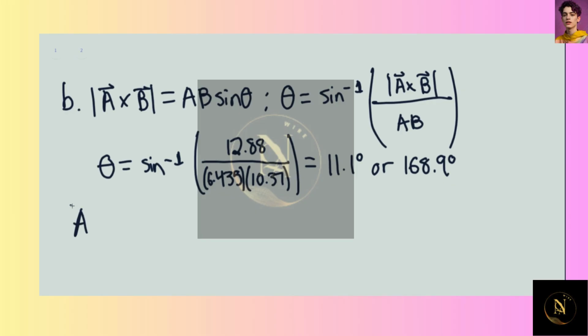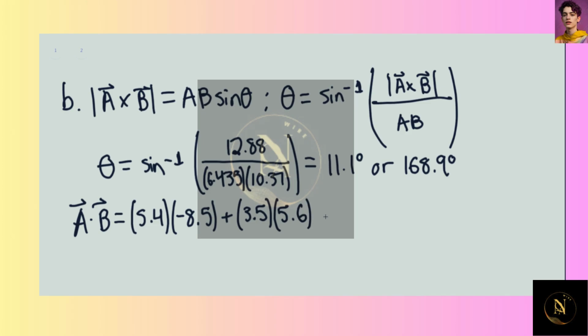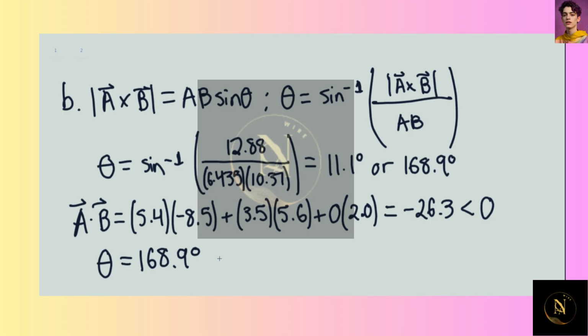So the dot product between the two vectors would equal 5.4 times negative 8.5 plus negative 3.5 times 5.6, and then plus 0 times 2.0. And we find that this is equal to negative 26.3, which is of course less than 0. And because the dot product is negative, this means that the angle between the two vectors must be obtuse. And so theta is indeed 168.9 degrees. We can round this off to 169 degrees.